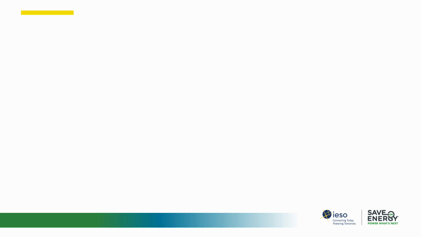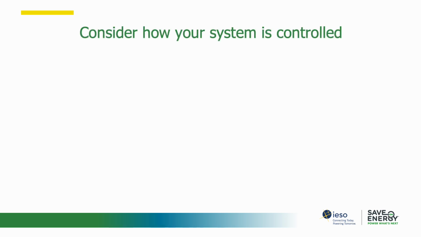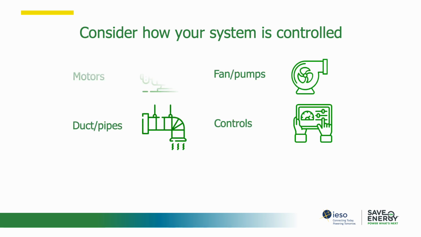While different savings opportunities may utilize specific savings mechanisms, it's important to always consider the system as a whole. For example, in an uncontrolled system, reducing the pressure may cause the equipment to automatically increase the flow, thereby reducing the overall savings.